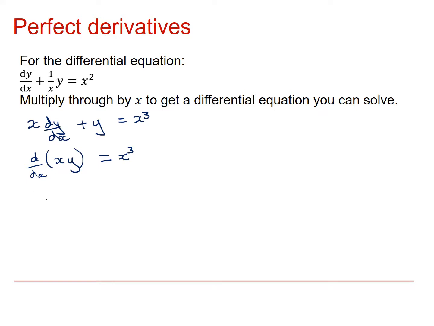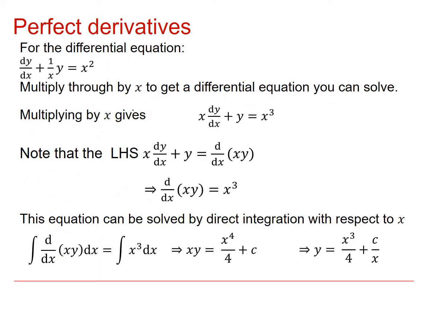The left-hand side will become just xy, and the right-hand side will become x to the 4 over 4 plus c. And when I work that through to get y, I will get that y is equal to x cubed over 4 plus c over x. And there it is, tidied up for you.